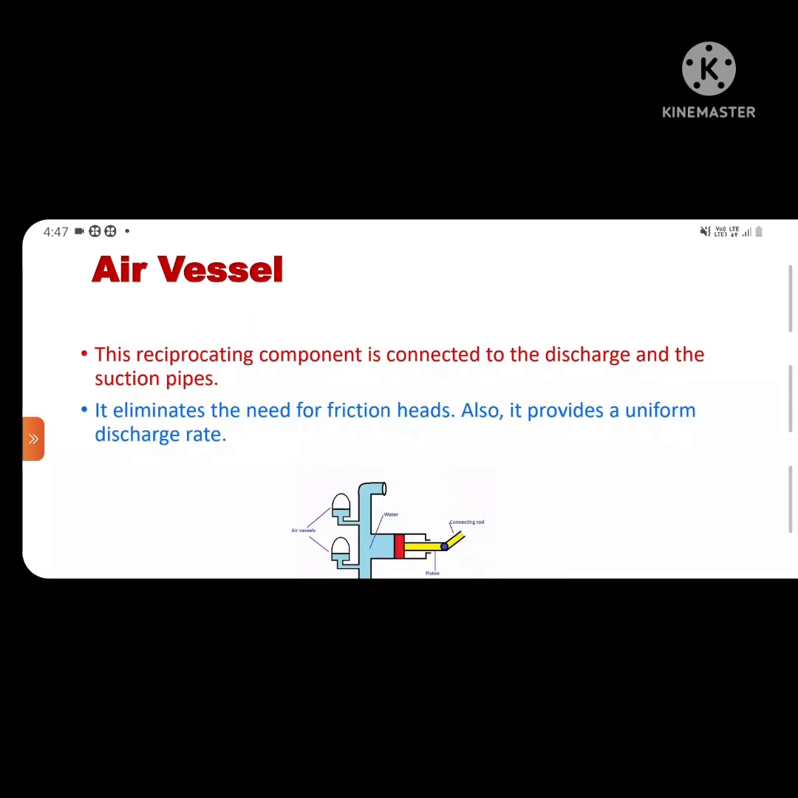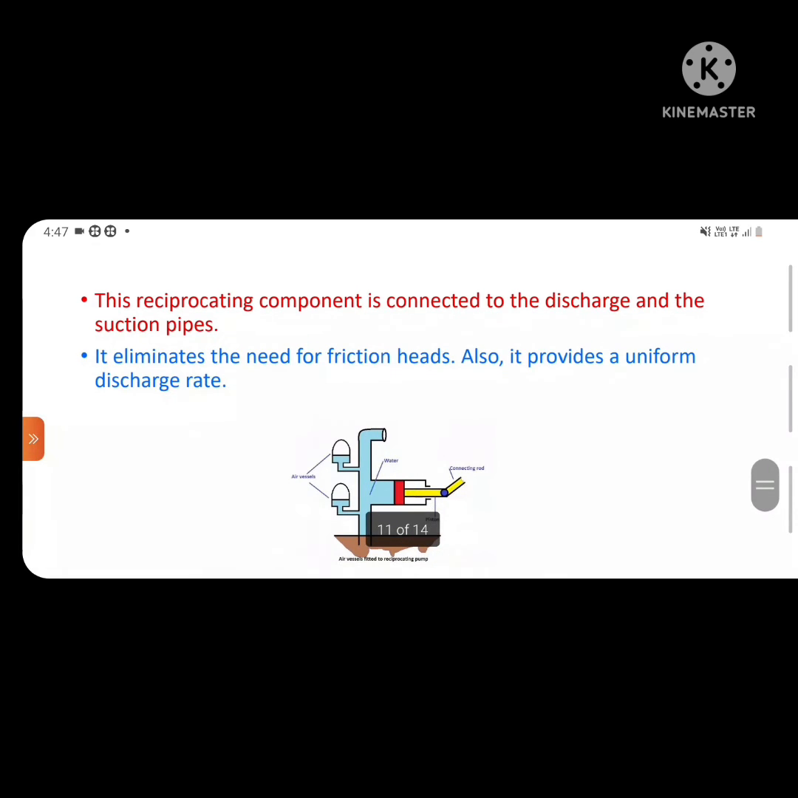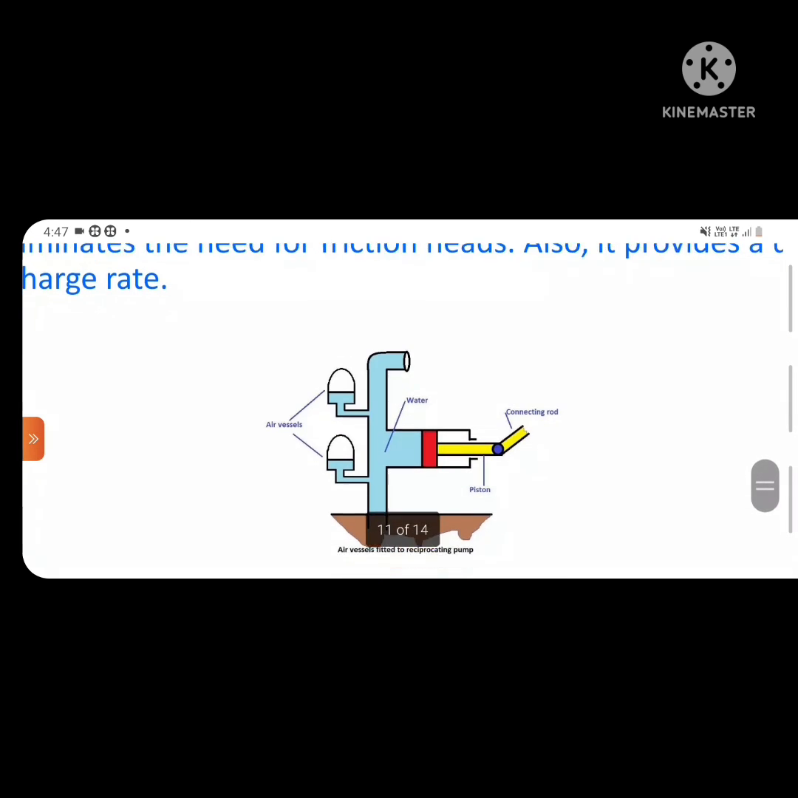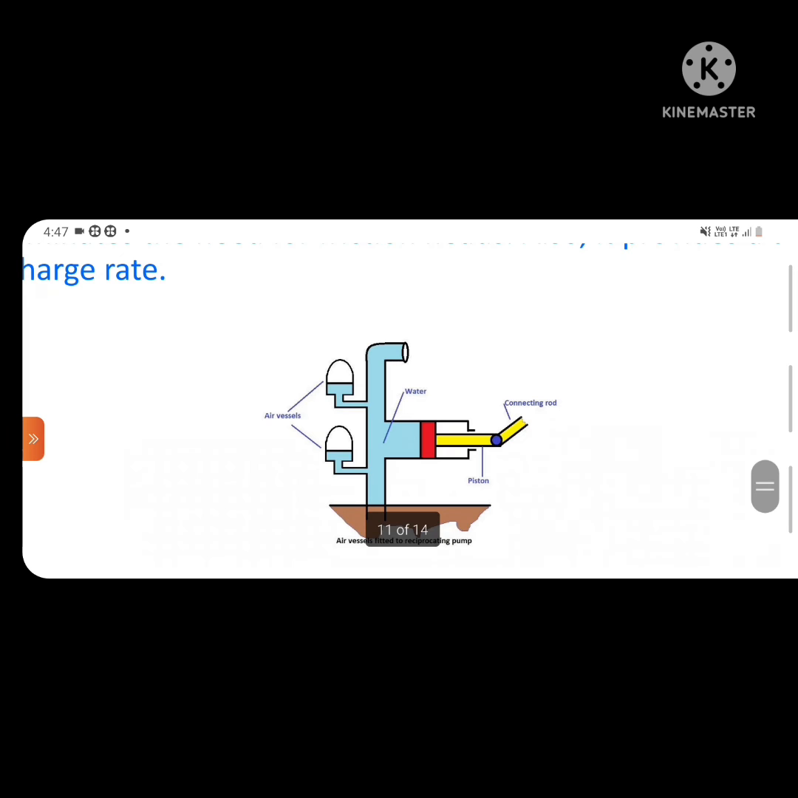Air vessel. This is a reciprocating component connected to the discharge and suction pipe. It eliminates the friction head. Also, it provides a uniform discharge rate. These air vessels are connected to the suction pipe and delivery pipe. It also maintains a constant flow rate of the reciprocating pump. Look at this schematic diagram of a reciprocating pump, which is connected to air vessels.